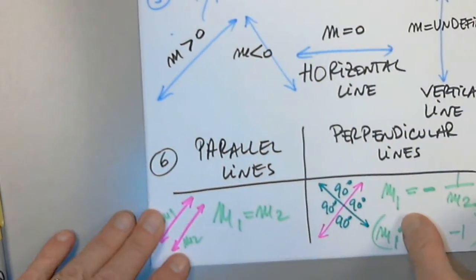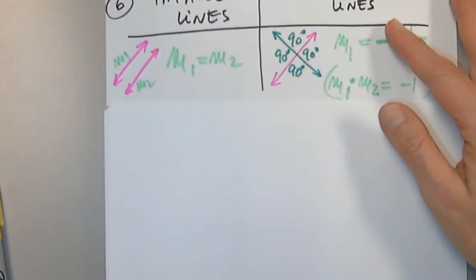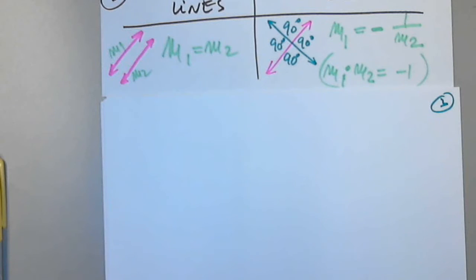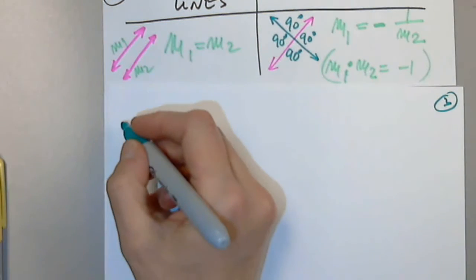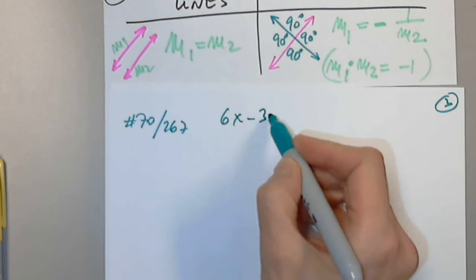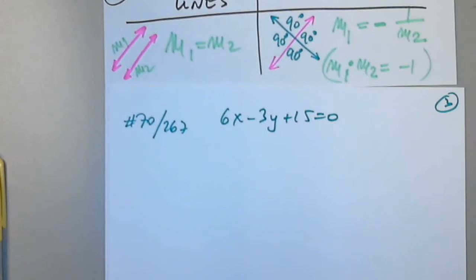Okay, so I think this is pretty much it. There is really nothing else about lines. So let's look at problems. I'm looking at 2.3. Let's say we want to look at problem 70 on page 267. We have 6x minus 3y plus 15 equals 0, and this is the typical situation for the standard form.